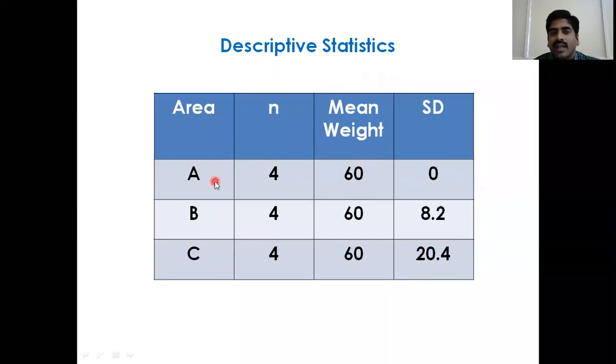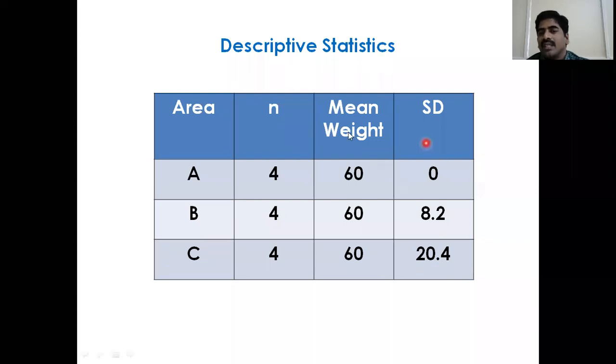Here, in case of area A, a total of 4 subjects are there, and their mean weight is 60, and there is no deviation. Standard deviation is 0 here. In B, deviation is 8.2, and in case of C, deviation is 20.4. That means on average, how individual observations are scattered from the mean value, we measured numerically by using measures of dispersion. Only with the measures of central tendency, we should not take decisions.